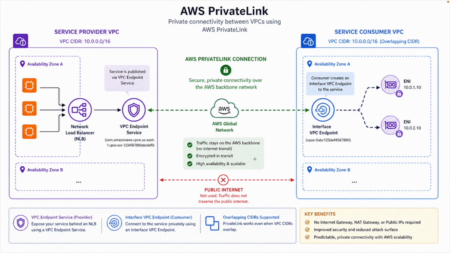Now the traffic flow is where the magic happens. The application sends traffic to the interface endpoint. Now AWS intercepts this traffic and securely transports it across the AWS backbone network. The traffic arrives at the provider network load balancer. The network load balancer now forwards the request to the backend EC2 service, which is the application hosted in our provider VPC. The response follows the exact same path back to the consumer, the same path it came in. Through all of this, at no point does the traffic traverse the public internet. Everything stays within the AWS backbone network.